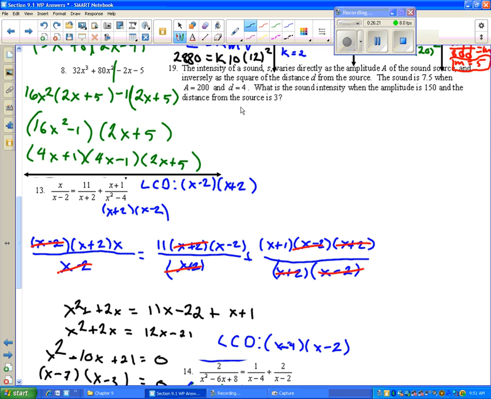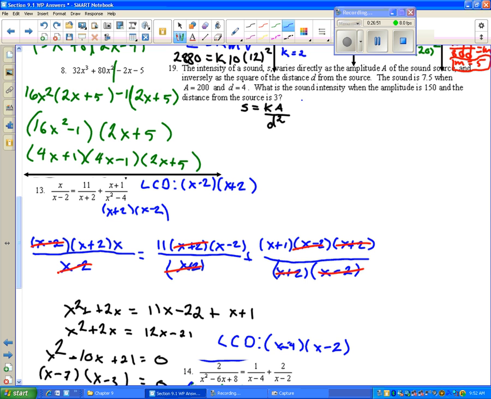Number 19. The intensity of sound S varies directly as the amplitude, A of the sound source, and inversely as the square of the distance, D, from the source. So that's my equation. I need to find S.